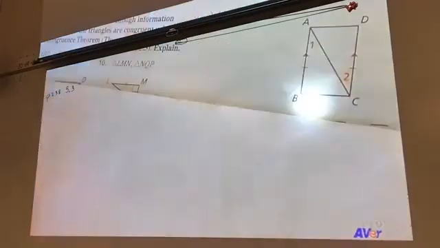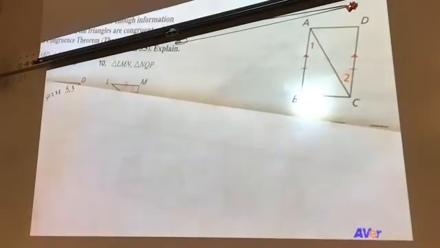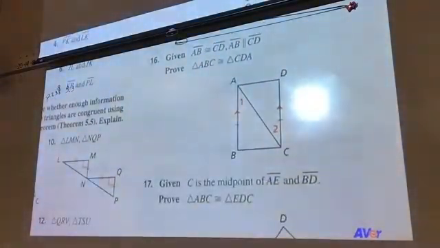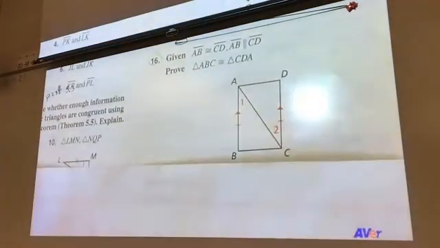Let's try one on our own here. Let's try a proof. When I say on our own, I mean with somebody, though you can do it on your own too. Here's your information. This is very similar to what we already did. Let's see if we remember what we did, and then we'll take a look at a new one.